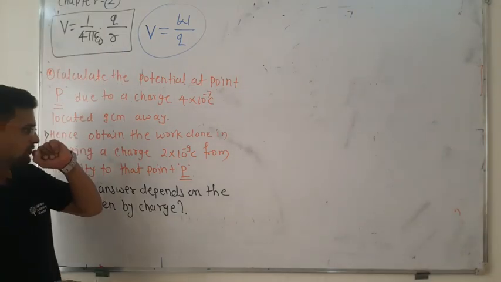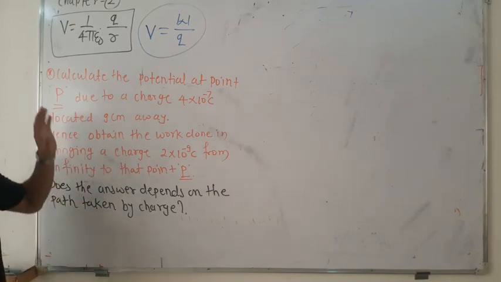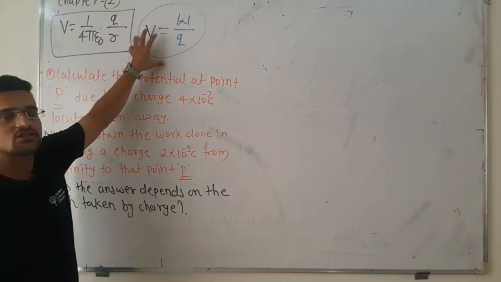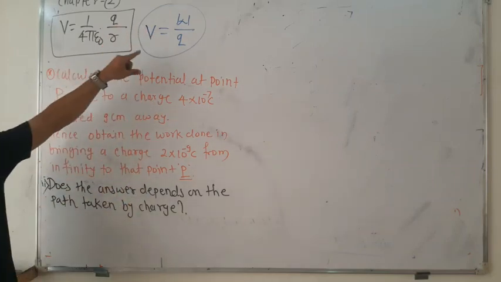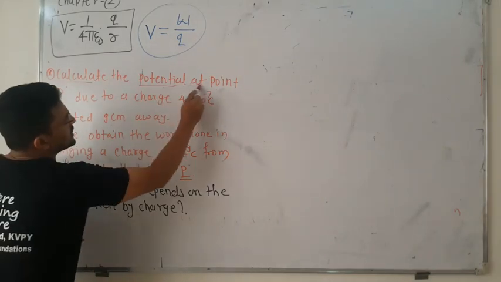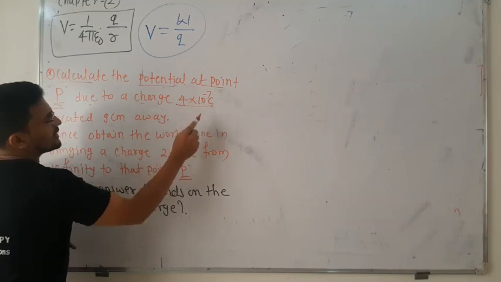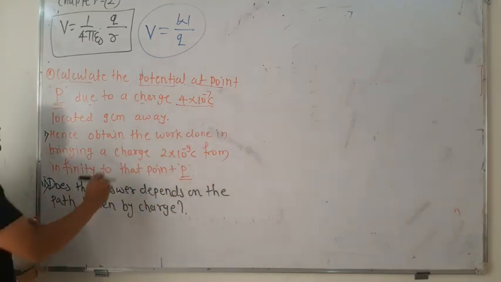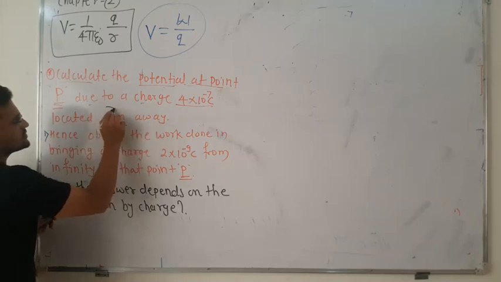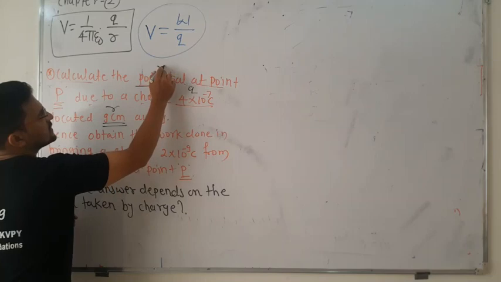So we are here with one numerical. Okay, depending on these two equations, that is potential due to a point charge, and this is also potential but by definition, it is work divided by charge. Okay, so here is the numerical. Calculate the potential at point P due to a charge of 4 into 10 to the power of minus 7 coulomb, located 9 centimeter away. So this is r and this is q, which is given. You have to find out the potential, that is V.